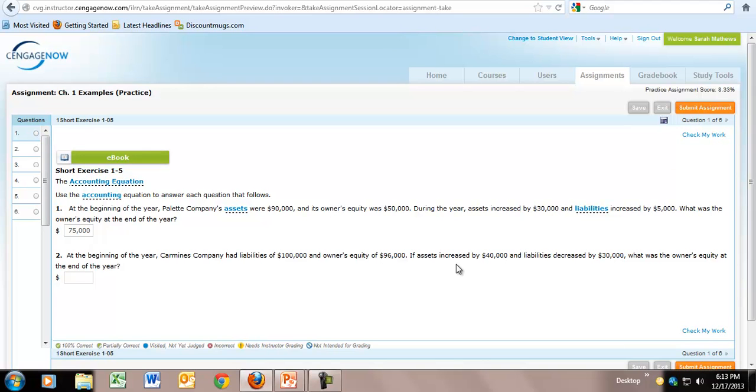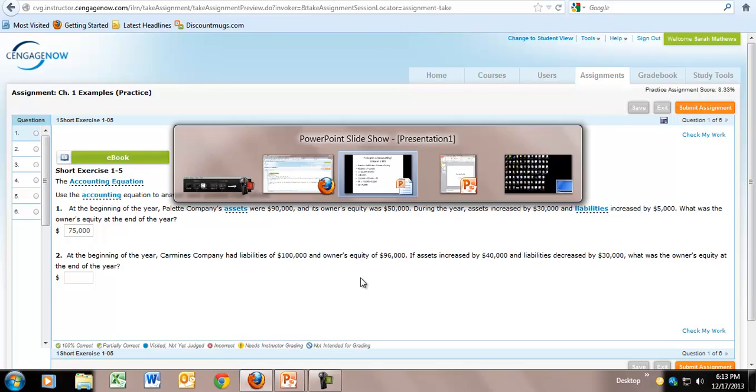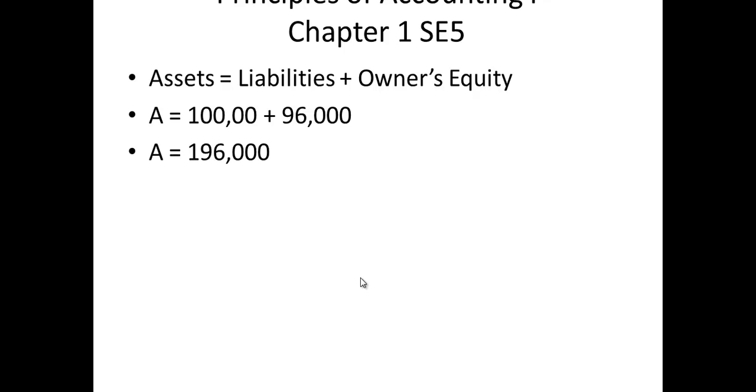So we have the same type of scenario, only a little bit different numbers, and then our changes involve an increase and a decrease. So we're going to start off like we did in the first example, with our accounting equation to solve for our assets this time. Accounting equation, assets equal liabilities plus owner's equity. Then to solve for our assets, they're going to be the sum of our total liabilities plus our total owner's equity. So our assets equal $196,000.